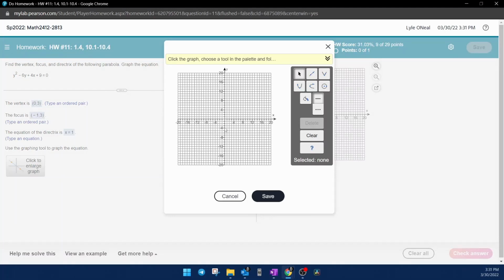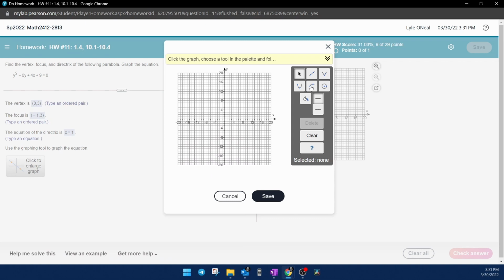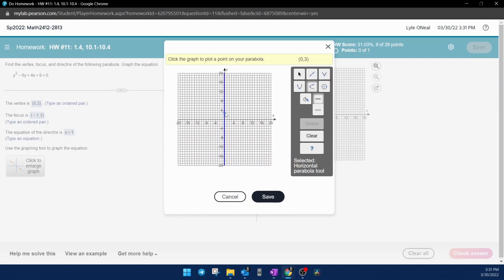Click to enlarge the graph. We're going to grab our horizontal tool. Remember the chart we were using? It had a horizontal axis of symmetry. That means it's going to open left or right. So grabbing the horizontal tool, we need to place the vertex first, and that was at 0 and 3.